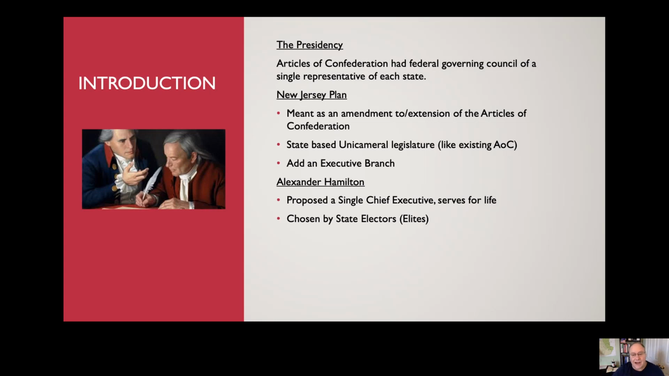And then at the same time, you have Alexander Hamilton proposing to have a single executive, though he advocated for this person to be appointed for life, which was not a very popular opinion at the time. But he also said that this single executive should be chosen by state electors, so elites that are chosen from the state, because he did not, as some of those founding fathers, trust the public to be choosing such a high office as a chief executive. And we see that part of this made it into the final Constitution as the Electoral College.